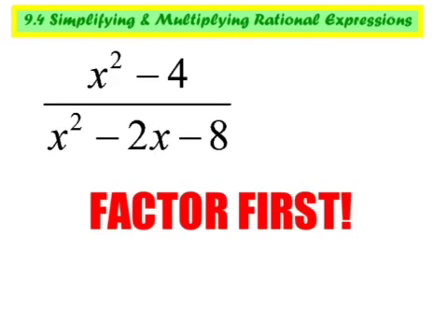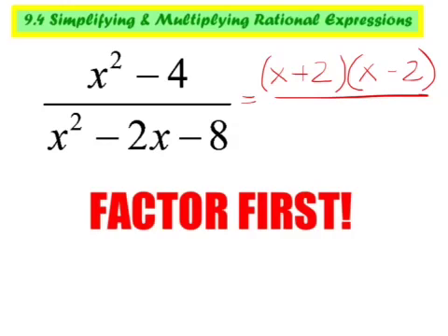So now let's take a look at this expression. I'm going to factor, and this time I'll be able to factor both the numerator and the denominator. The numerator is a difference of squares. I'm going to factor into x plus 2, x minus 2. And the denominator, I'm going to factor into x minus 4 and x plus 2.